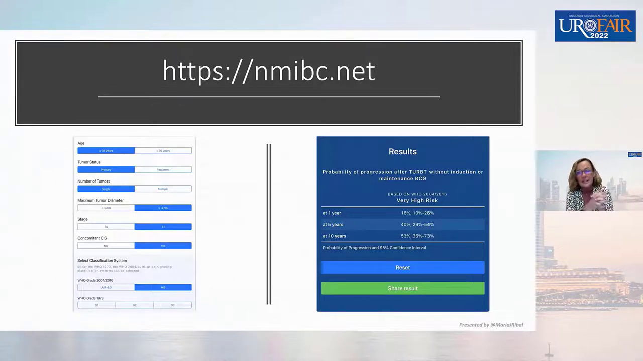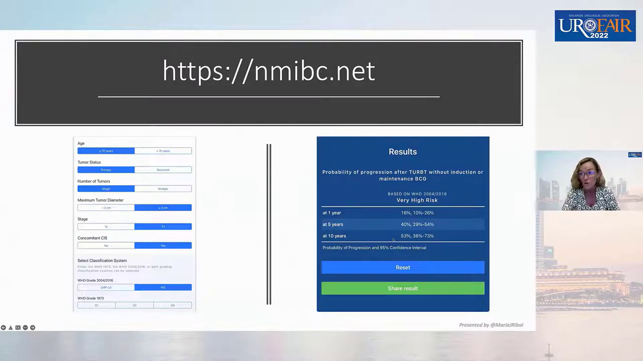You can find this classification system on the web. If you go to this webpage, you can easily enter all the data coming from your patient, and finally you will obtain the risk of progression at 1 year, 5 years, and 10 years.